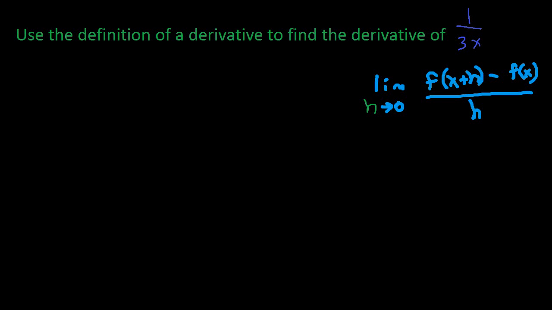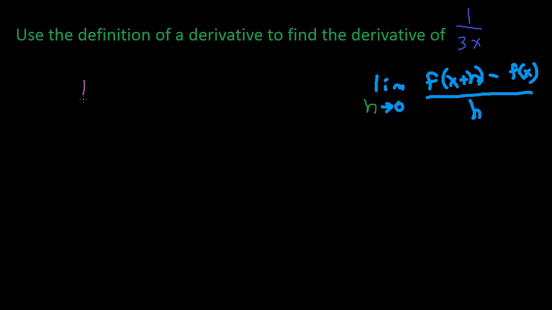Hello there, in this video we're going to be answering the following problem. Use the definition of a derivative to find the derivative of 1 over 3x. Well, in order to do this, here is the definition of a derivative, the limit as h approaches 0 for this particular little function here. So it's just a matter of plugging in the data, really.